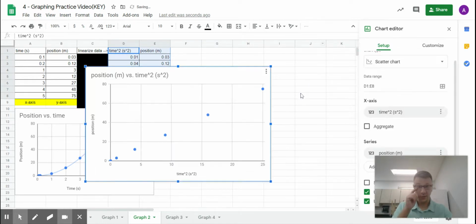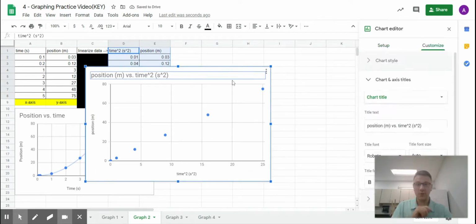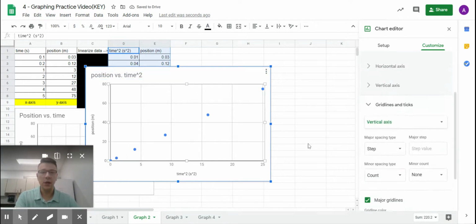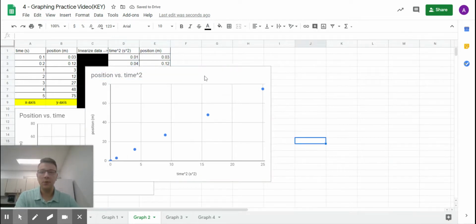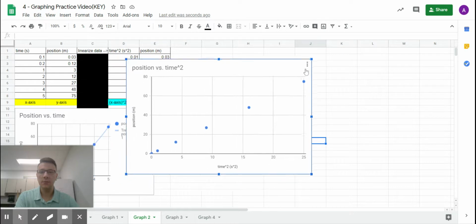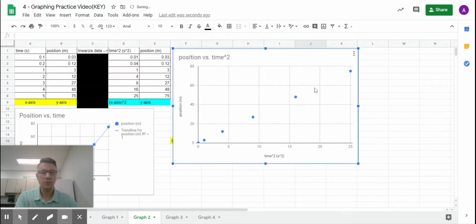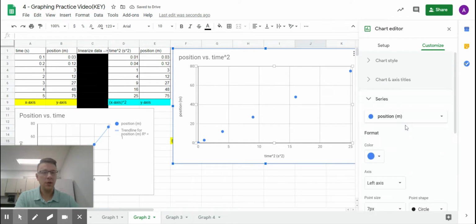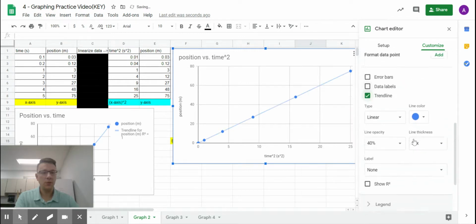Okay, and let's see what happens with this one. Okay, so again, that looks pretty good there. Let's make sure our title doesn't have units. So this is a position versus time squared graph. We got position in meters, time squared in seconds squared. Let's go ahead and get ourselves, let me move this here. Apologize. Okay, let me go ahead and get a trend line on that with an equation, and then we'll be done.